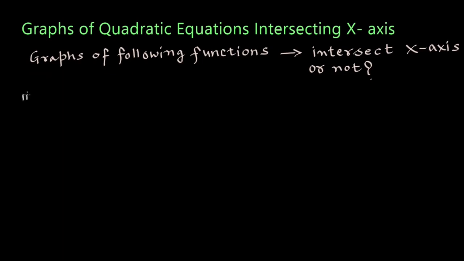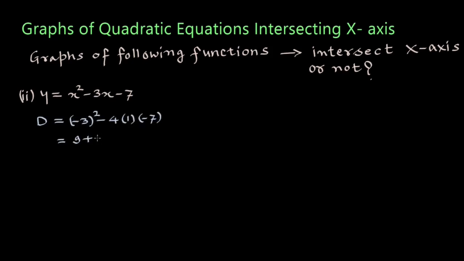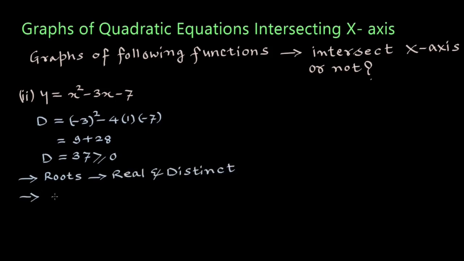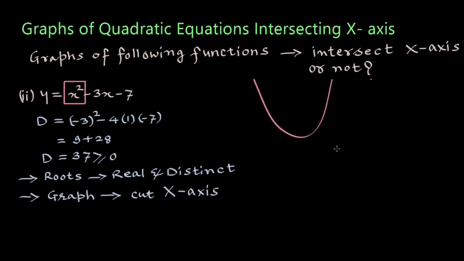The second function is y equals x² − 3x − 7. The discriminant d will be b² − 4ac, which is 9 + 28, that is 37, which is positive, implying roots are real and distinct. Obviously, the graph of this function intersects the x-axis. From the presence of the x² term, it is clear that the graph will be a parabola opening upwards.